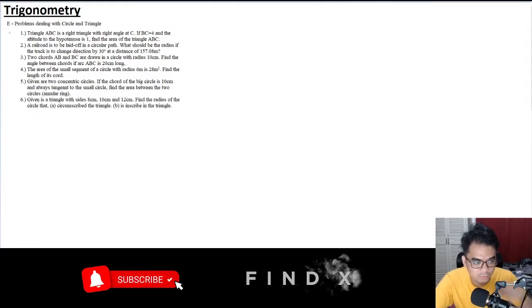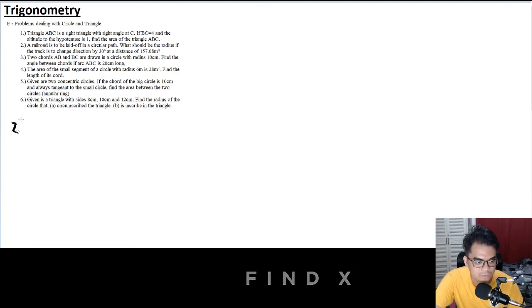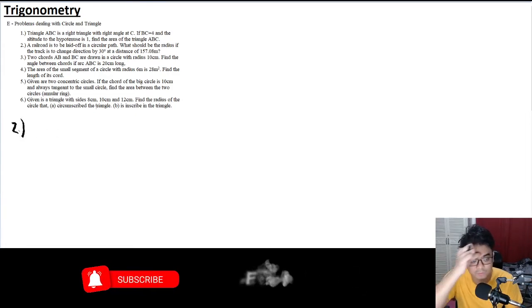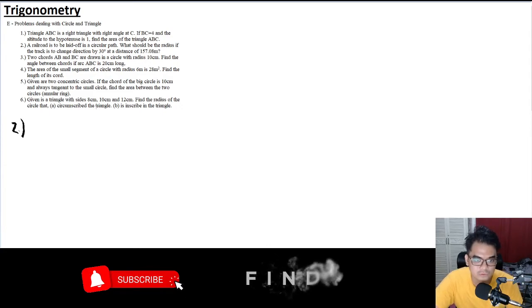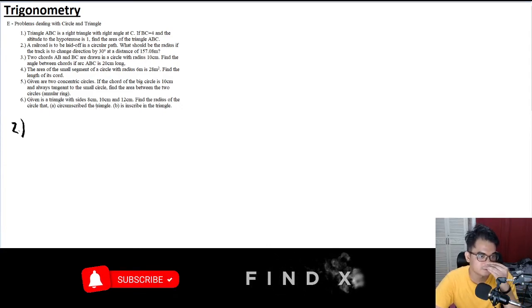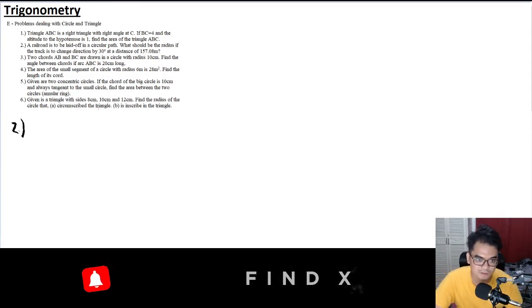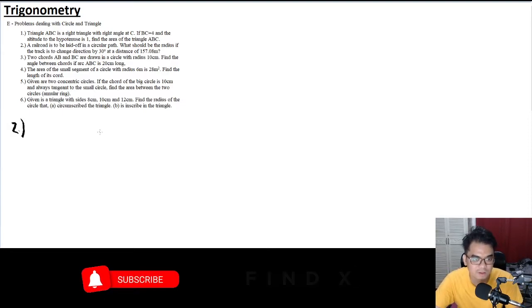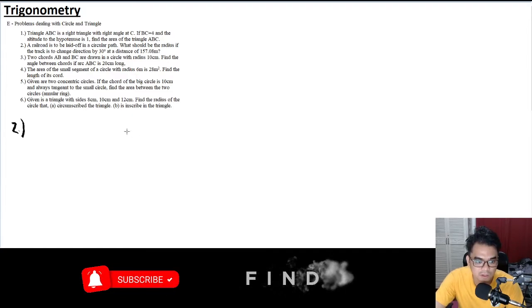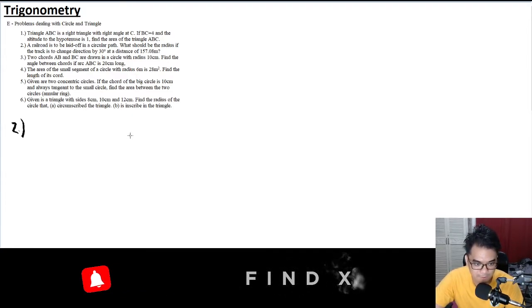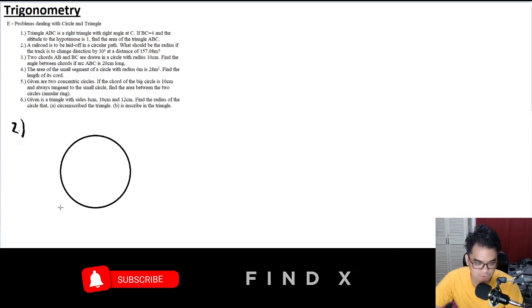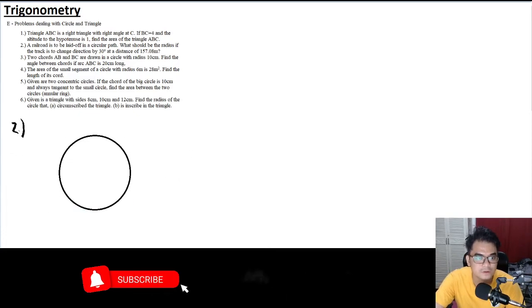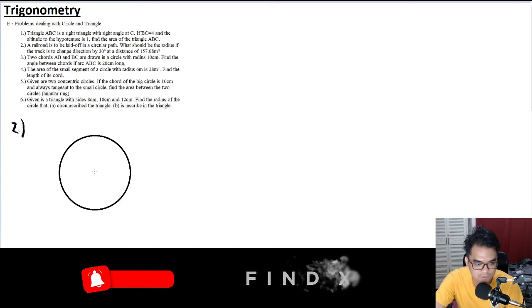Okay, so let's do number 2. For number 2, we got a railroad to be laid off in a circular path. What should be the radius if the track is to change direction by 30 degrees at a distance of 157.08 meters? What it actually looks like is a circular path, right? So you have a circular path, and let's say that this is the center.